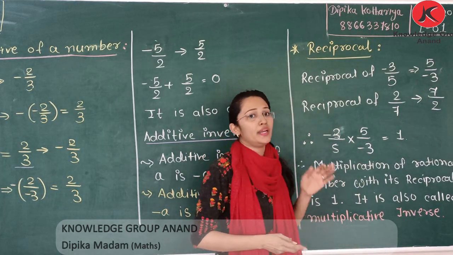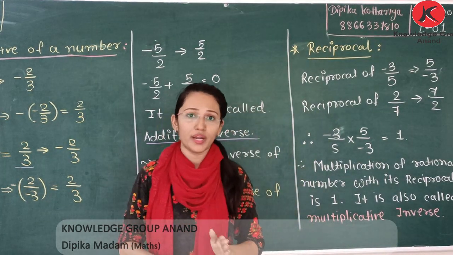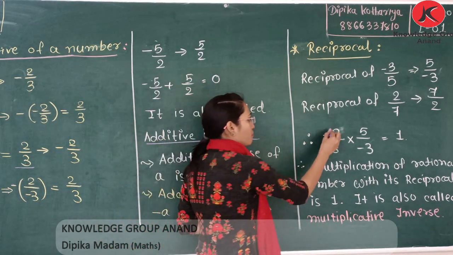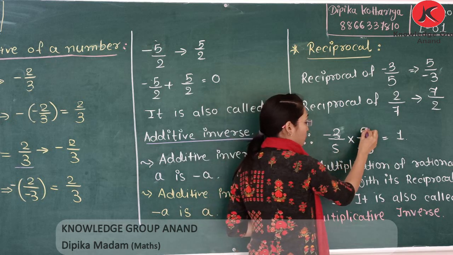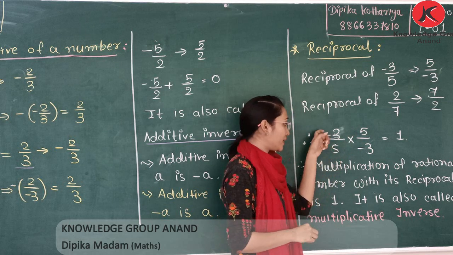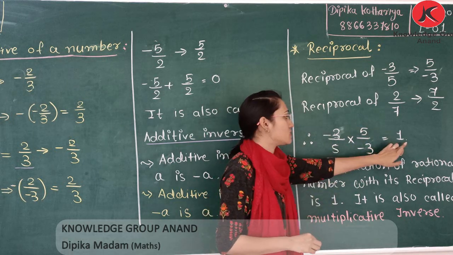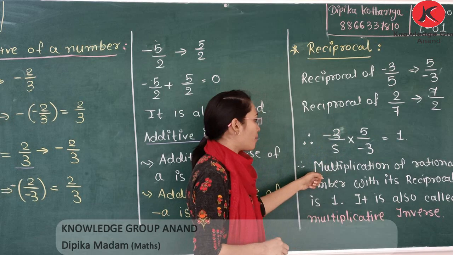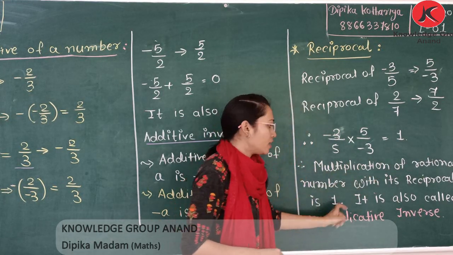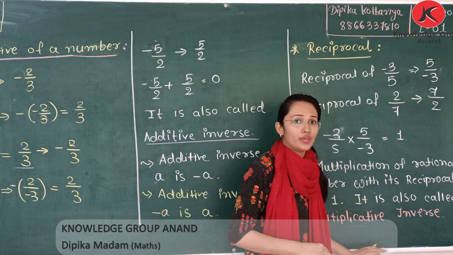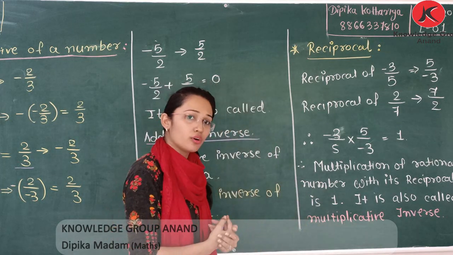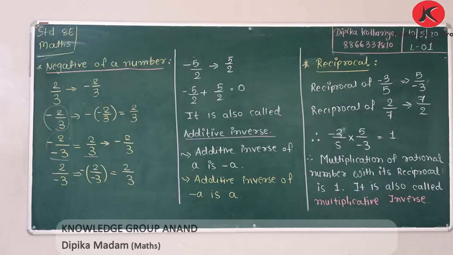If we multiply number with its reciprocal, if you multiply any number by its reciprocal, what is the answer? 1. -3 by 5 and its reciprocal is 5 by -3. If you multiply, 5 will be cancelled out and -3 will be cancelled out, so answer is 1. That's why multiplication of rational number with its reciprocal is 1 and that's why it is called multiplicative inverse. If you multiply any rational number by its multiplicative inverse, what is the answer? 1.